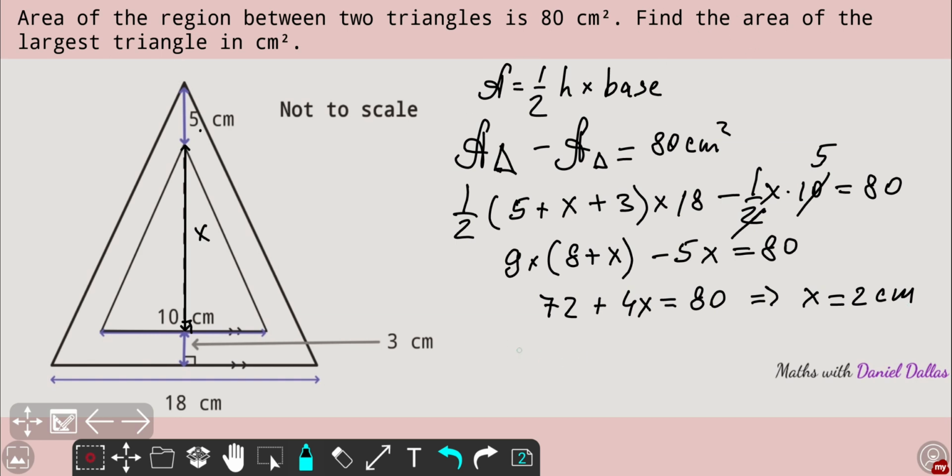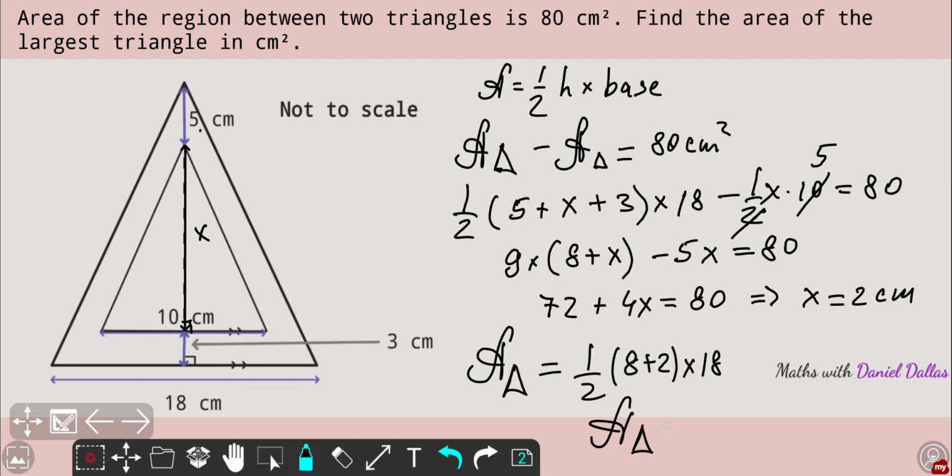But we need to figure out the area of the largest one. So the area of the largest one is simply 1 over 2 times 5 plus x plus 3. So 8 plus 2 is going to be 10, multiplied by 18. So the area of the largest triangle is going to be 9 times 10, which is 90 centimeters squared.